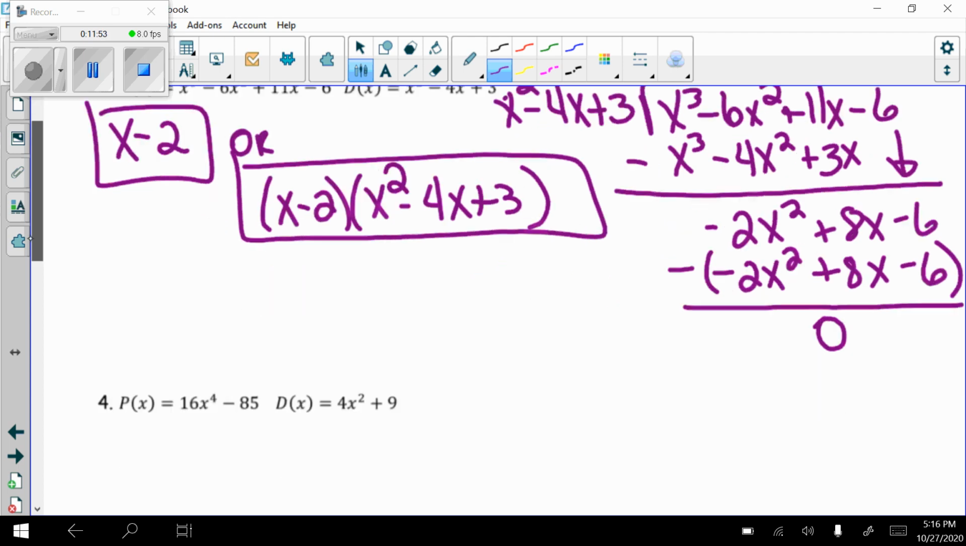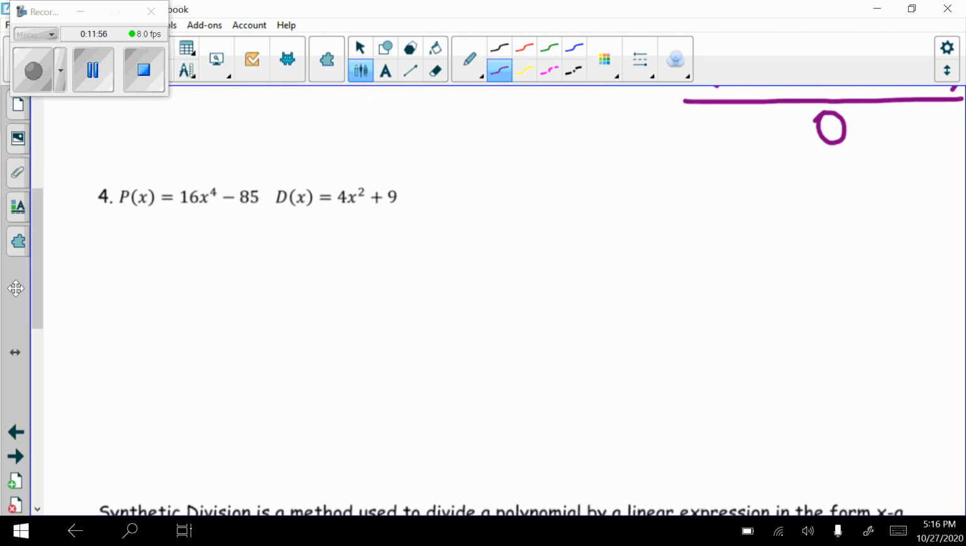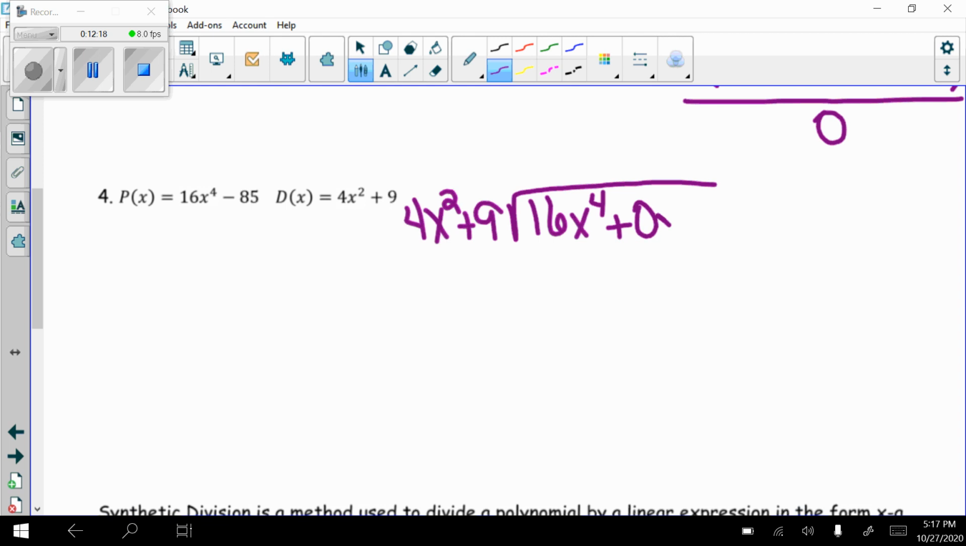All right, let's look at one last example for long division today. So the dividend is 16x to the fourth minus 85. The divisor, 4x squared plus 9. So 4x squared plus 9 on the outside. Underneath, 16x to the fourth. Notice I go from x to the fourth to 85, so I need lots of placeholders in here. So plus 0x cubed plus 0x squared plus 0x minus 85.